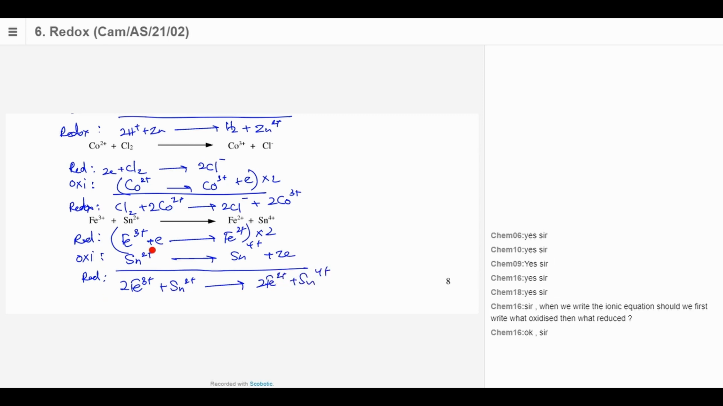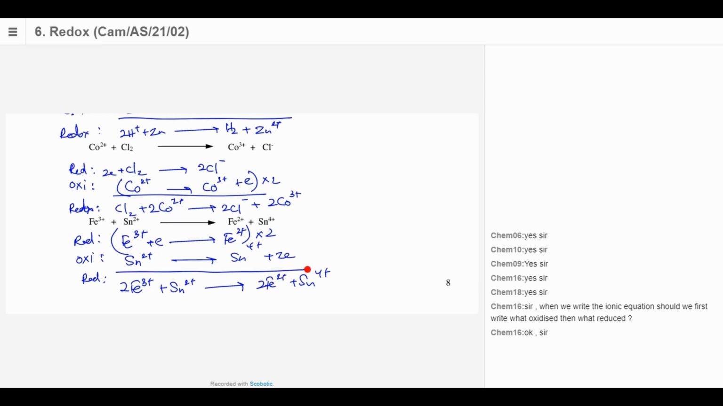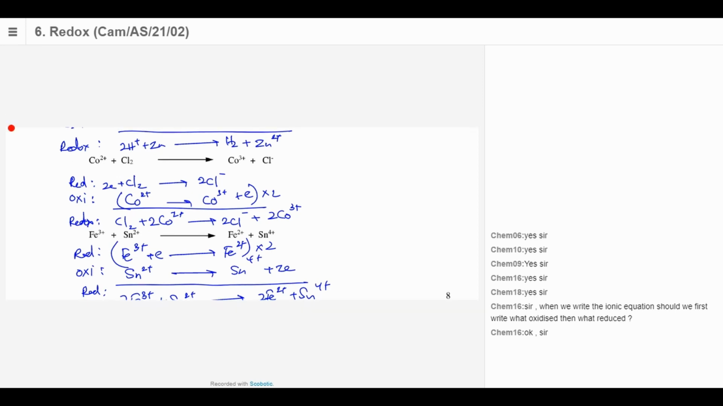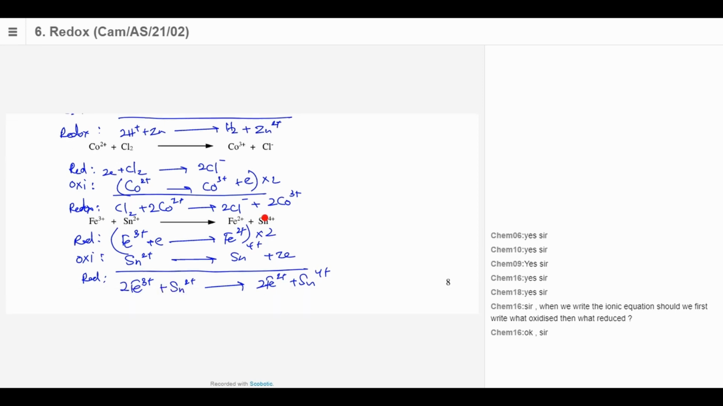You can look at the charges. 2 iron, tin. Elements are balanced. As for the charges, iron here is 6+ and 2+ is 8+, and here 2 times 2 is 4+ and 4+ is 8+. So the charges are balanced as well as the elements. Clear? Any questions?